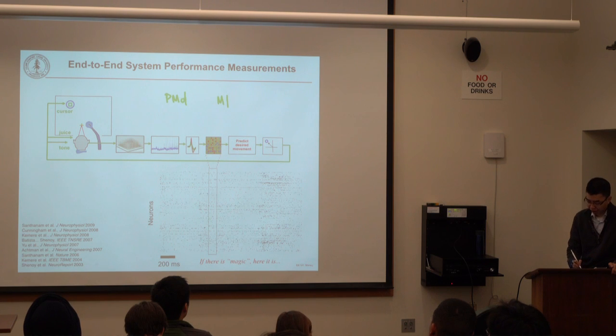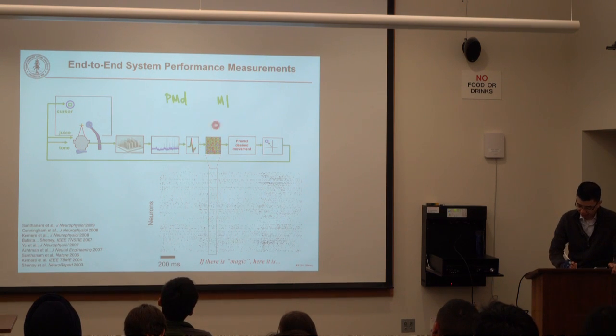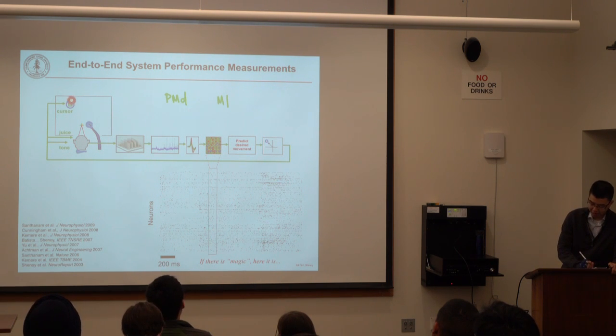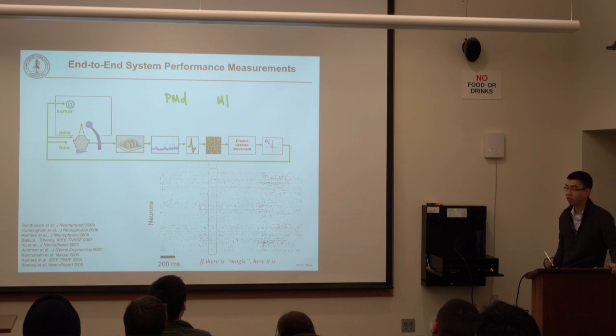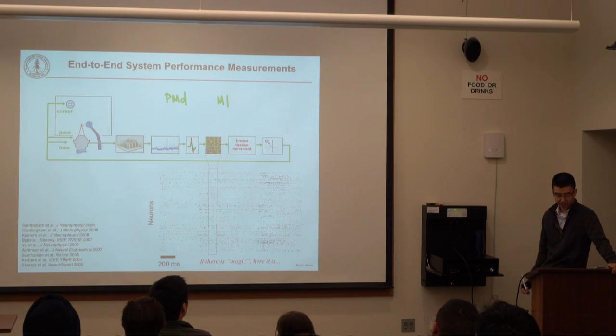We recorded our raw voltage waveforms from these areas of cortex. We spike sorted, and then we passed it through a decoder algorithm, this block right here, to decode his intended target, which we showed as a blue circle around the desired target.